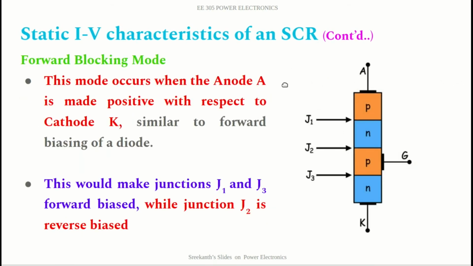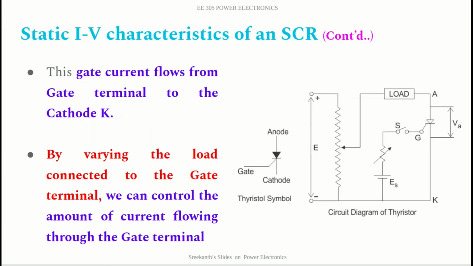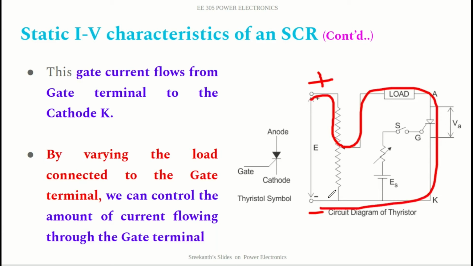Next, we move on to forward blocking mode. Forward blocking mode occurs when the anode A is made positive with respect to cathode K, similar to forward biasing of a diode. So this is the usual way of connection. You can see that it's positive here and it's negative here, and you are applying a voltage in this manner so that a current flow can occur in this manner.